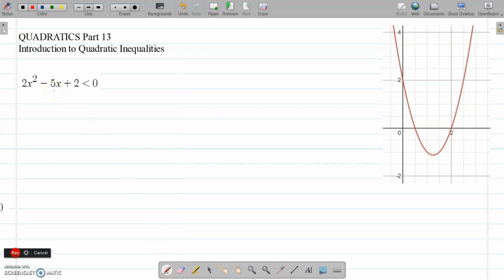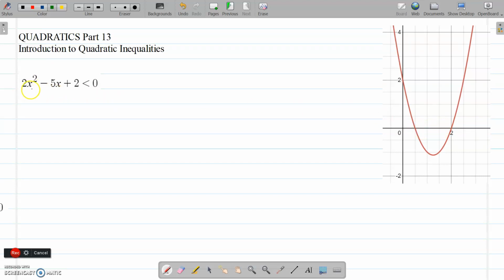Okay, welcome to part 13 of our series on quadratics. We're now going to have a look at solving quadratic inequalities. This is just an introduction, and we'll start with a simple inequality here. I've also drawn its graph here so you can see where the two solutions are to the equation.